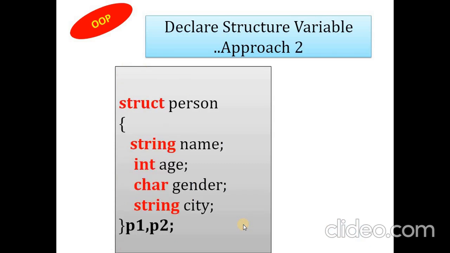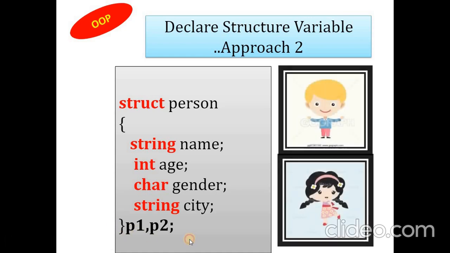Before the declaration of the structure gets completed, that is, before the semicolon after the curly braces of the structure, you can also declare the structure variable, where you don't have to write the name of the structure. At the end, I'll just declare p1 and p2. So this is the second way to declare a structure variable.